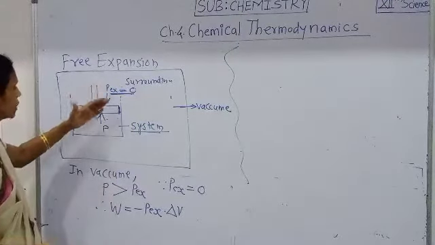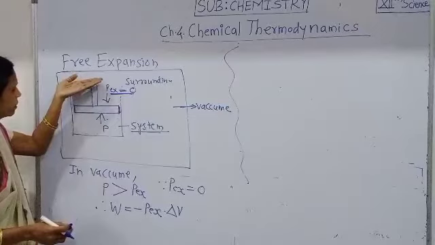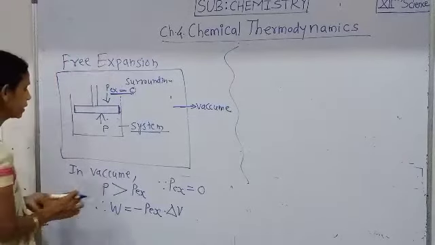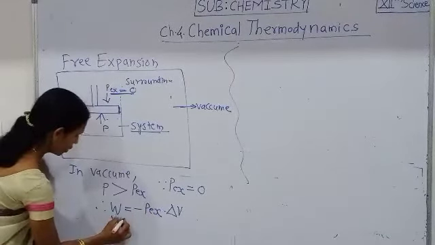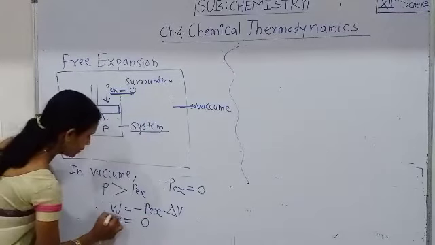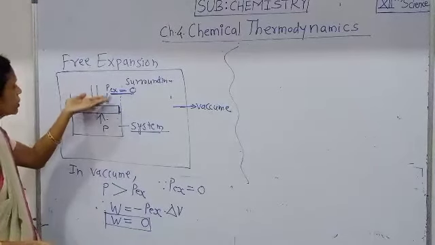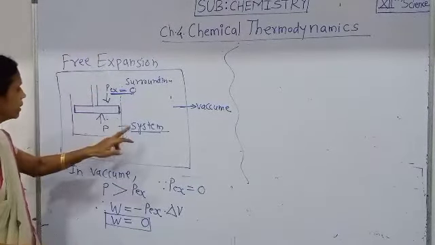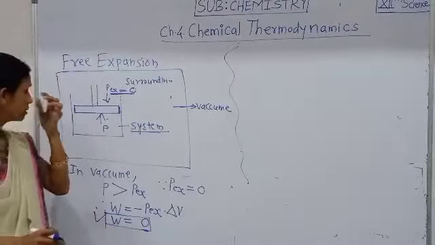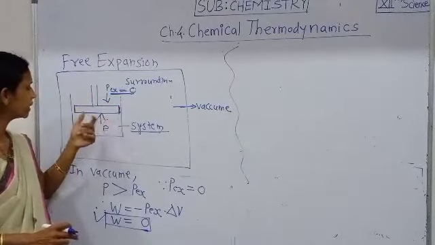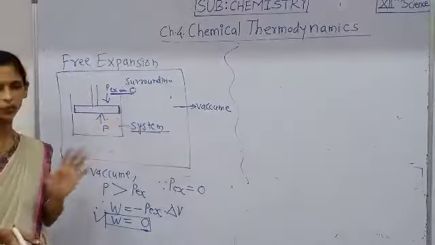that is the opposing force, is absent there, therefore the piston moves upward continuously. As PEX is 0, therefore W is equal to 0. That means only expansion takes place, the piston moves upward continuously, and the work done by the system is considered 0, as the external opposing force is absent. That is known as free expansion.